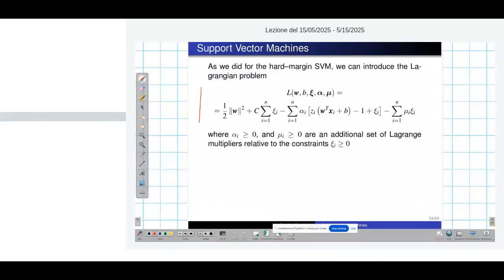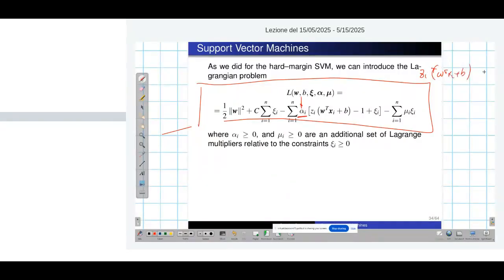Okay, now, as you can imagine, we had a Lagrangian formulation of the original SVM problem, and we also have a Lagrangian formulation of the dual problem. This time, we need to add a Lagrange multiplier for each constraint of the kind Zi (W transpose Xi plus B) greater or equal to 1 minus Ki, let's bring it inside: minus 1 plus Ki greater or equal than 0. And then we also have that the Ki's must be greater or equal than 0, so we have an additional set of Lagrange multipliers. Alpha is associated to this constraint, and the Lagrange multiplier mu I is associated to the constraint that this Ki must be greater or equal than 0.